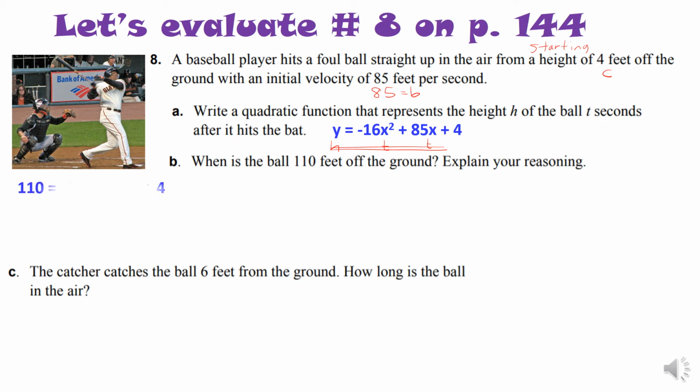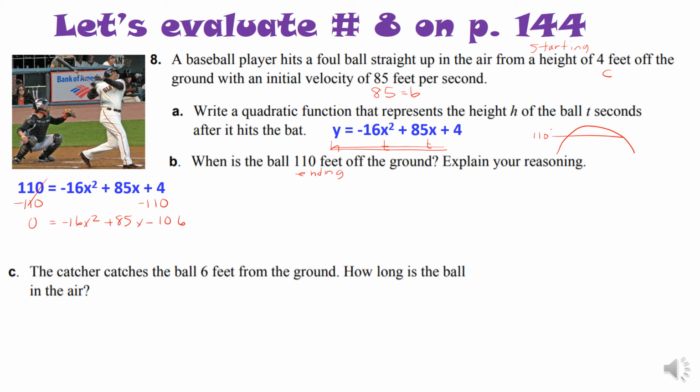So we're going to set up an equation with 110 as our ending height. It's not actually where the ball ends, but they're asking you, when does the ball hit 110 feet? Okay, so we put 110 feet in there, then we have to subtract it before we try to solve. So we get 0 equals negative 16x squared plus 85x minus 106. Okay, now we're going to put it into the quadratic formula.